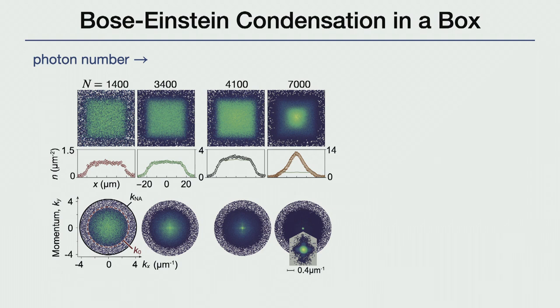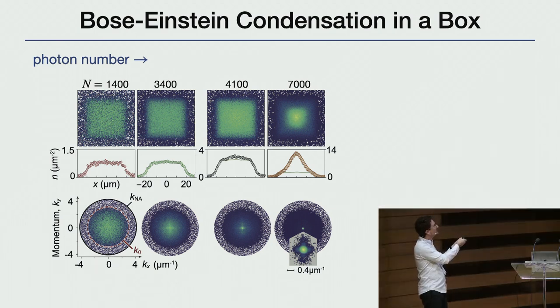The next thing that you want to study then is what happens if I put more and more particles in the system. Here, going to the right, I'm showing increasing photon number from roughly 1,000 to 7,000 photons. And this is actually for a smaller system, roughly 40 by 40 micrometers in size. So you see, at first, there's a flat top density distribution, pretty much a uniform gas, and then approximately above 4,000 photons, the density starts to buckle up in the center.